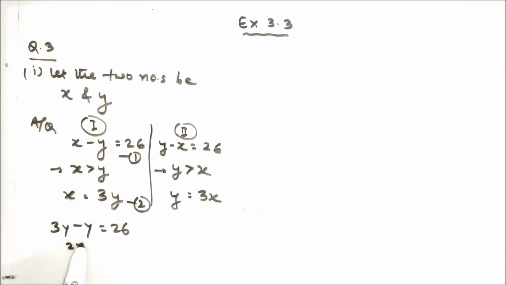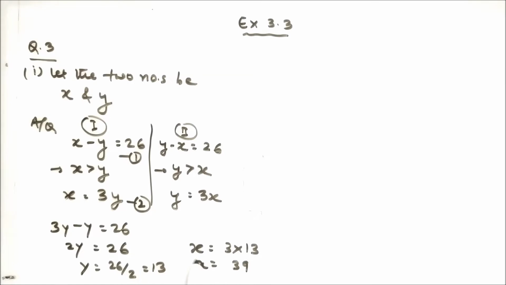So this is actually 2y, that is equal to 26. So y will be what? 26 divided by 2, that will give you 13. So we got the value of y as 13 here. Now the value of x will be what? 3 into y, that is 3 into 13. That will give you 39. So the value of x we got as 39.